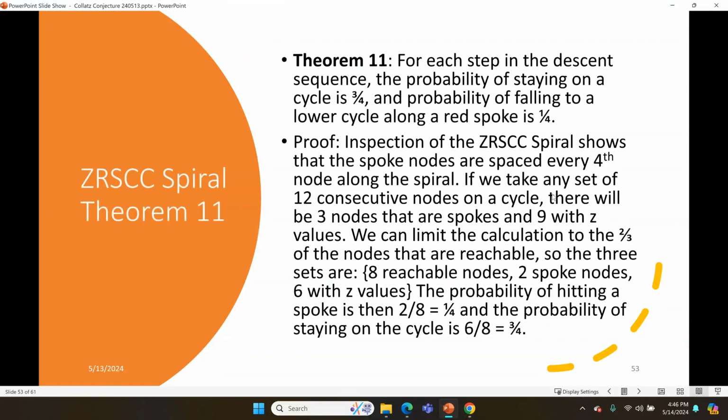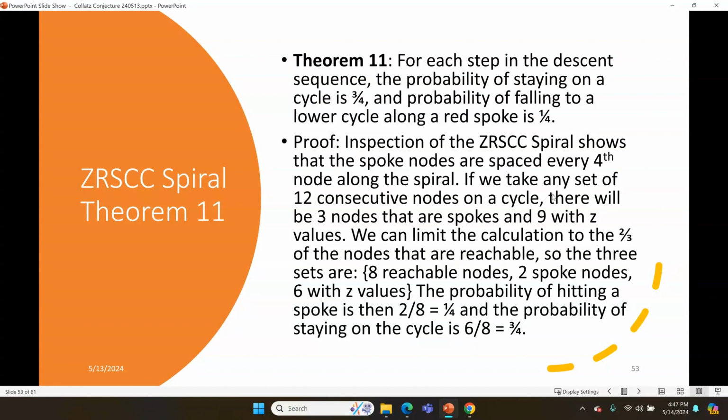This brings us to theorem 11. For every step in the descent sequence, the probability of staying on a cycle is 3/4, and the probability of falling to a lower cycle along a red spoke is 1/4. This is easily seen just by inspection of the spiral, when you can see that 1/4 of the nodes are spokes that fall through to inner cycles. Some fall through more than one cycle, but they all fall through at least one cycle, and so the probability of hitting a spoke is 1/4.